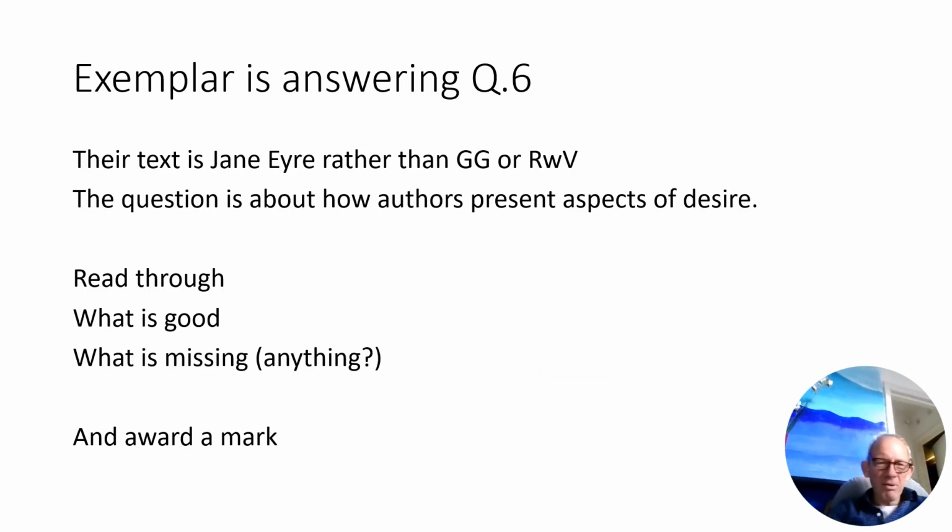So, the exemplar they've used is Jane Eyre, but it doesn't matter. You don't have to be studying Jane Eyre to see the techniques. My class would have been doing Great Gatsby or Room with a View or Rebecca. But it's about how authors present aspects of desire. Have a read through of it. Think about what's good and what is missing. Give yourself 5 or 10 minutes on it and try to award it a mark.